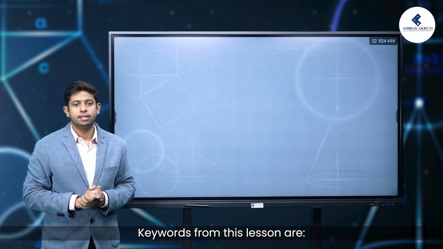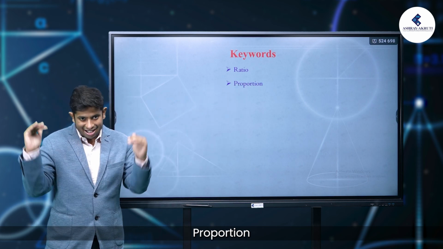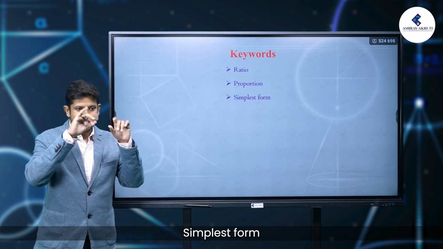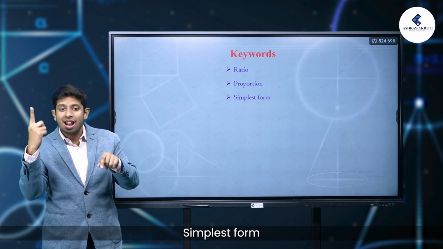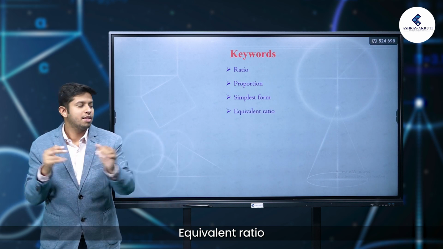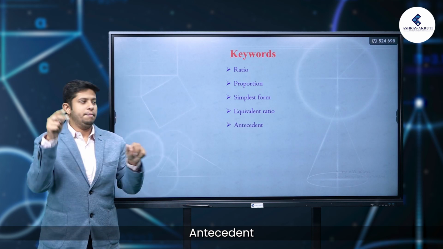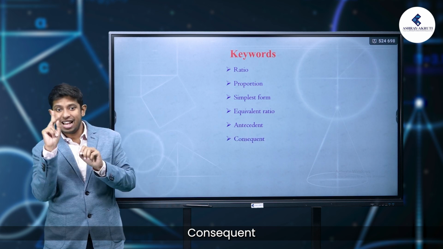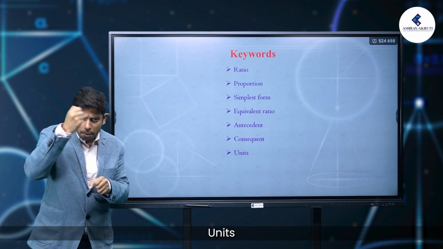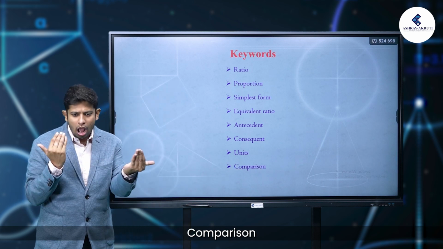Keywords from this lesson are ratio, proportion, simplest form, equivalent ratio, antecedent, consequent, units, and comparison.